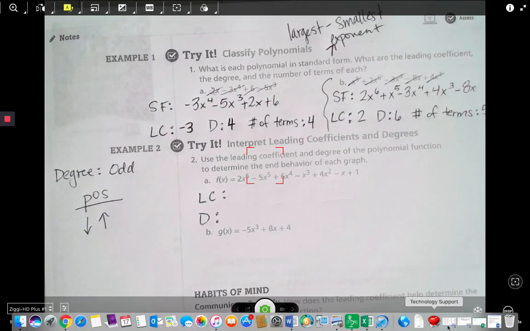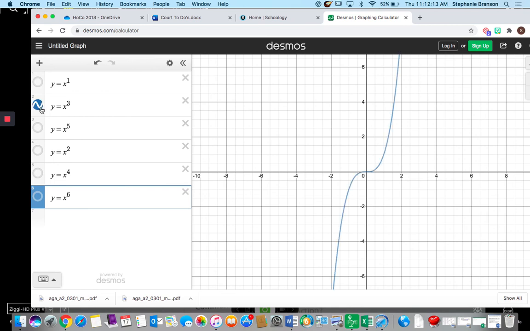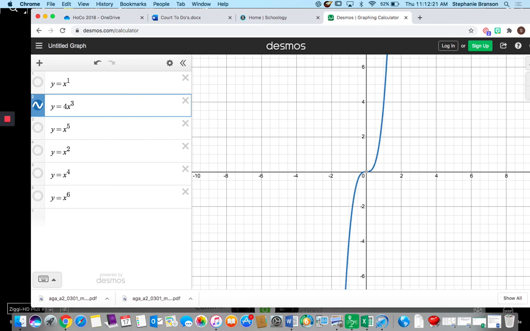We actually looked at some of those graphs earlier. Our degree was odd. Our leading coefficient is positive, right? Even if I put a 4 here, I could put a 217 there. See, it's still positive. But do you see how my graph starts down and ends up? So if it's an odd degree and positive, your graph is going to start down and end up. Now it is odd and negative.